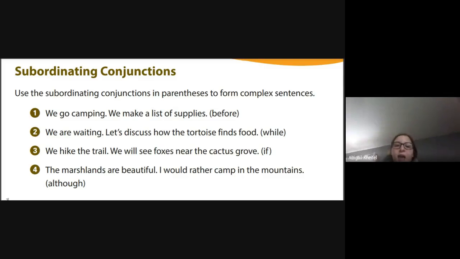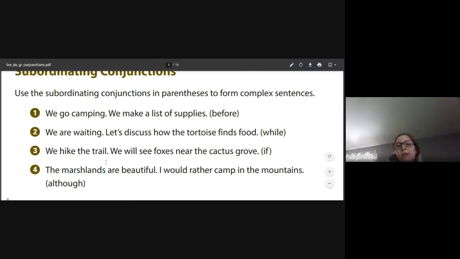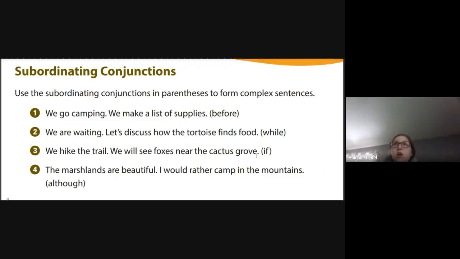Number 3, we hike the trail, we will see foxes near the cactus grove. Once again, these are boring sentences and they don't really flow together that well. But if I add this little subordinating conjunction and say, if we hike the trail, comma, we will see foxes near the cactus grove, it flows much better. And lastly, the marshlands are beautiful. I would rather camp in the mountains. How are those 2 things connected, the marshlands and the mountains? Well, we add that subordinating conjunction in the front. Although the marshlands are beautiful, comma, I would rather camp in the mountains.